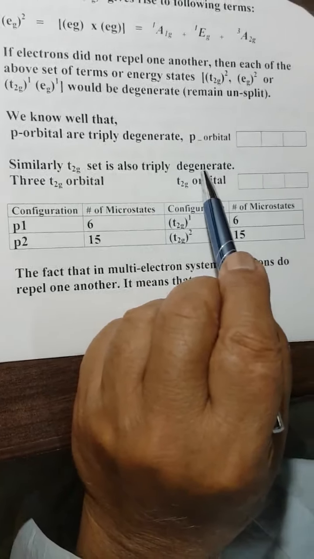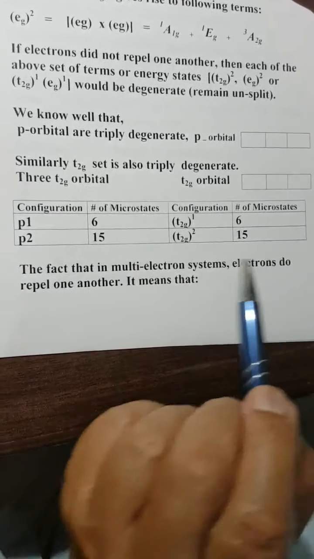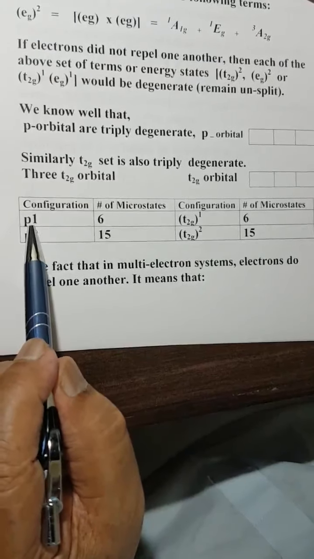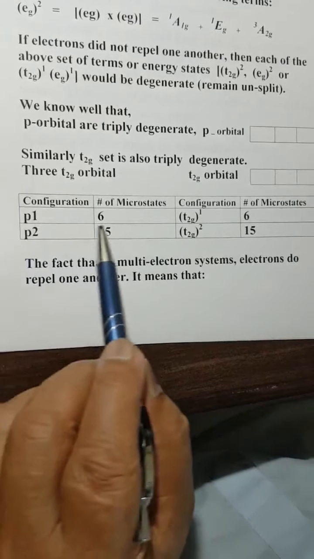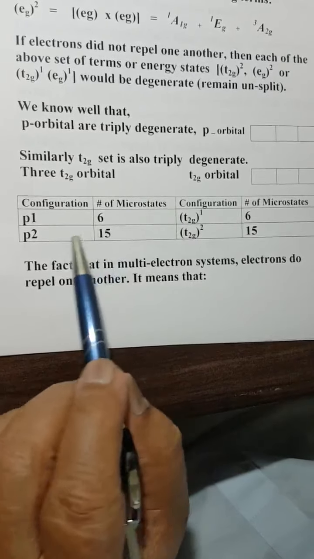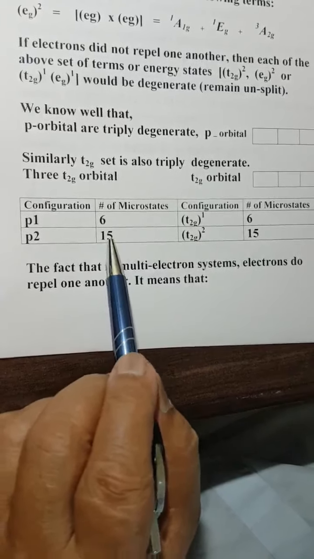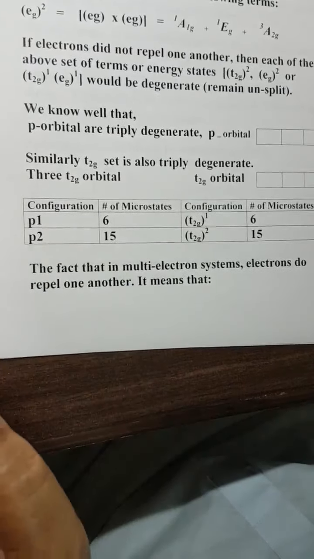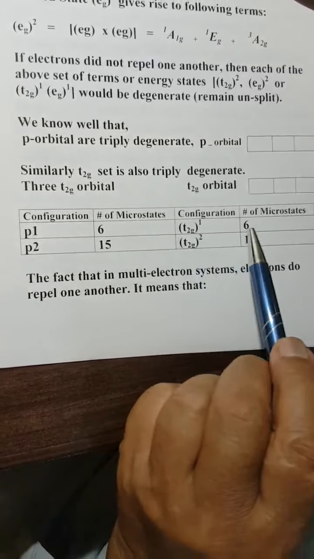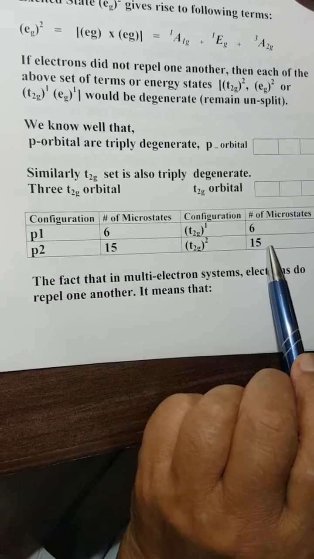Three degenerate states: 1, 2, and 3. Now please see, I have put it here like this. P1, you know very well how to calculate the microstates: 6. Or P2, I have explained in the classroom, will give 15. And you can do it yourself. Similarly, T1 will give 6. T2 will give 15 microstates.